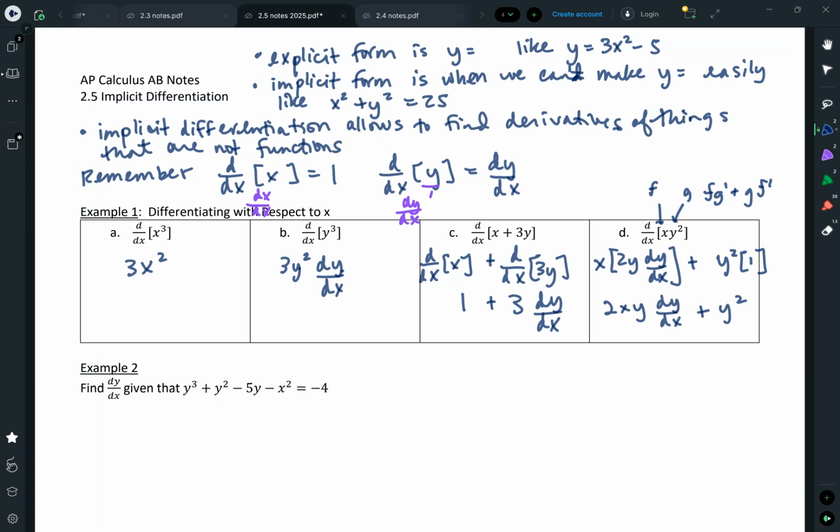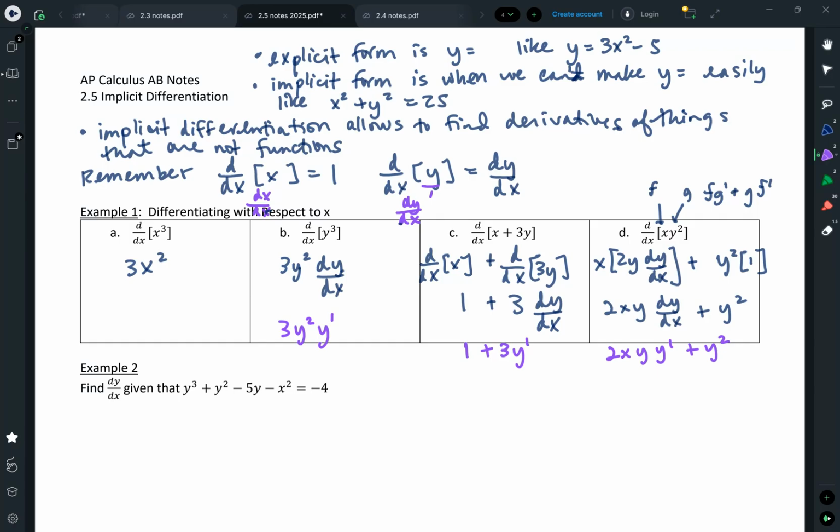I really like this dy dx notation because of the stuff I wrote in purple here and how students reason through that. But I could also use my y prime notation. The way I would do that, 3x squared is just going to be the same. This second one, b, would be 3y squared y prime. My derivative of y is just y prime. This one would be 1 plus 3 y prime. The last one would be 2xy y prime plus y squared.